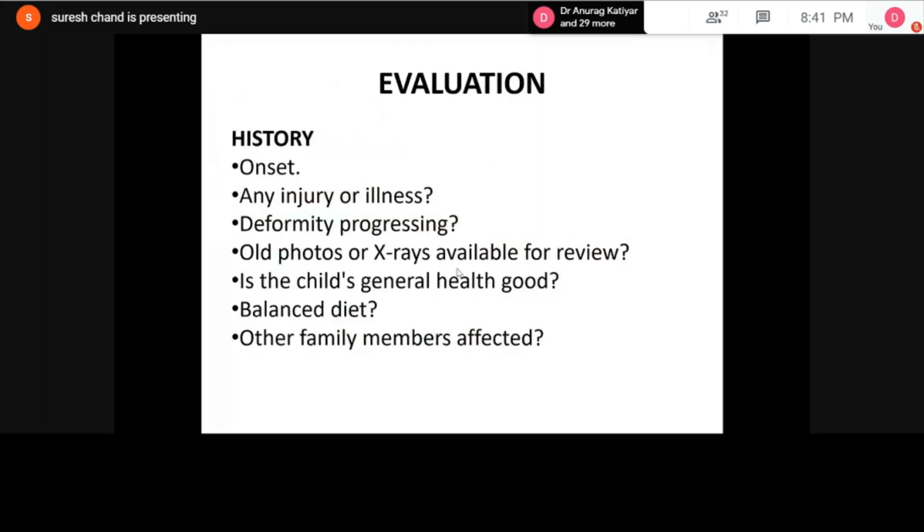Now comes the part of evaluation. How do we do it? Just like any other case, we take the onset, and any history of injury or illness. Is the deformity progressive or is it correcting? We have to ask for any older photos or x-rays to look at the sequence of events of the deformity. Ask about the general health and diet of the child, and whether any other family members are affected. Generally, pathological forms of varum or valgum or any bony dysplasias are familial, and that might give a clue.